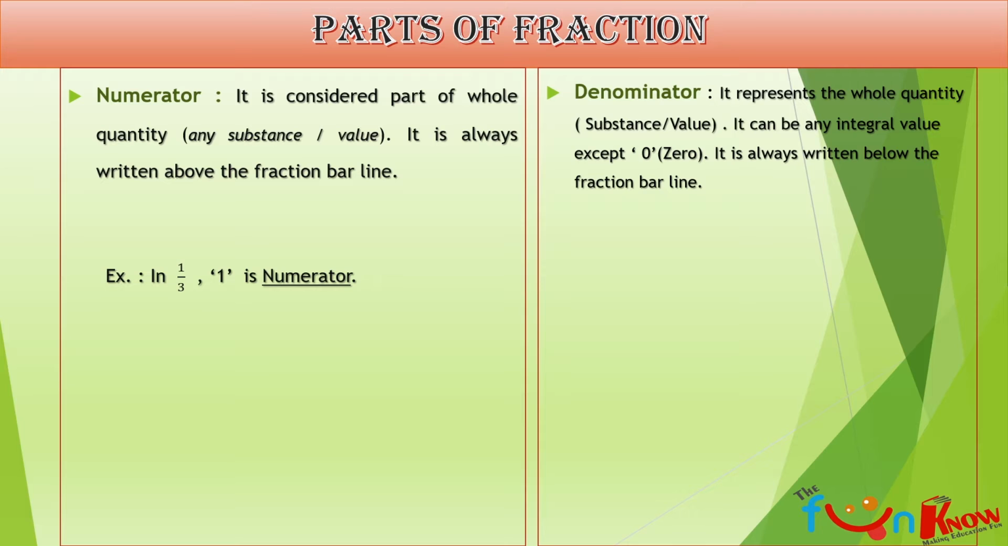Now let us understand what a denominator is. It represents the whole quantity. It can be any integral value except 0. Means the denominator can be any value but not 0. It is always written below the fraction bar line. That means, students, in the example 1 by 3, this is our bar line, so our denominator is 3 over here because 3 is lying below the bar line.